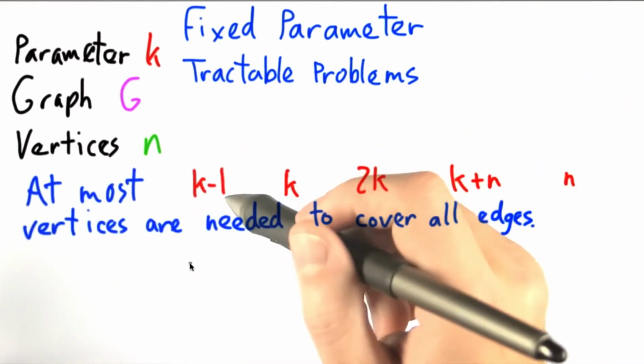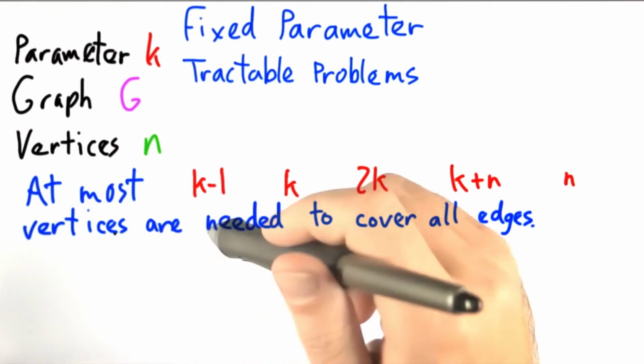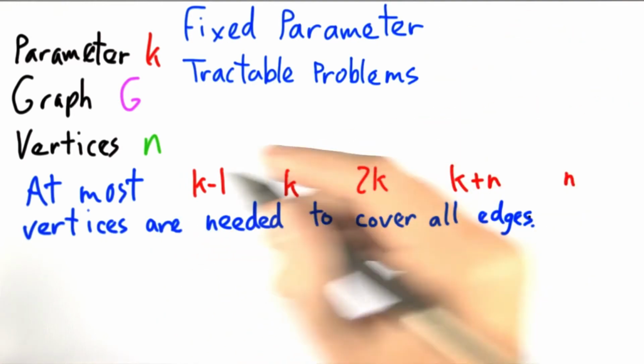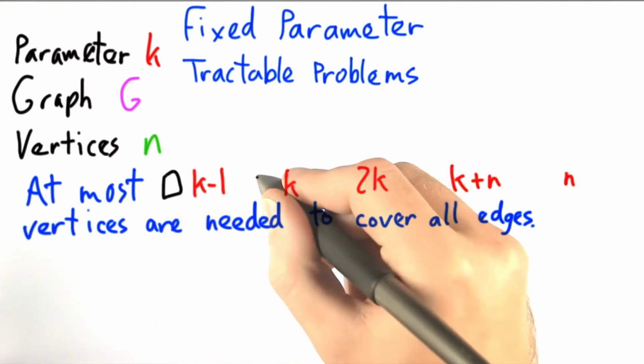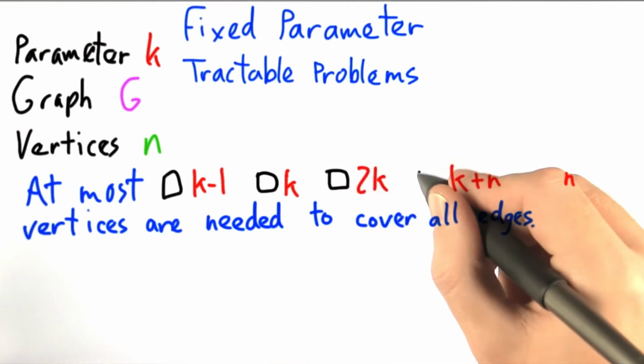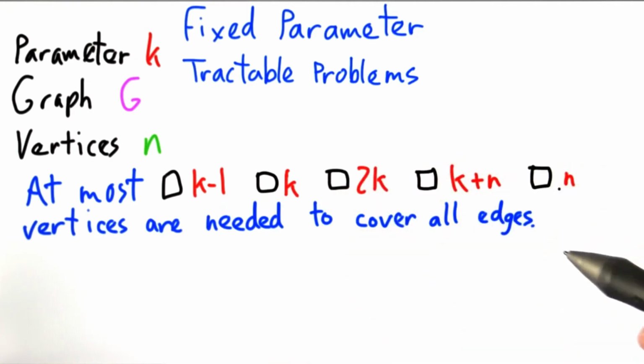Another way of saying this is that, at most, a certain number of vertices are needed to cover all the edges. And this could be either k minus 1, k, 2k, k plus n, or n.